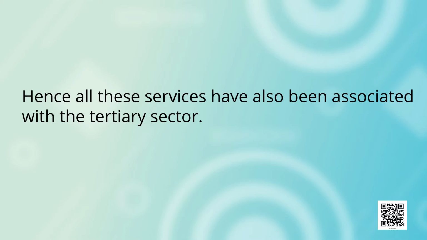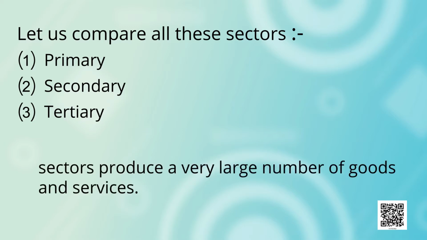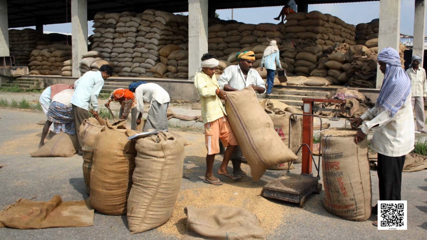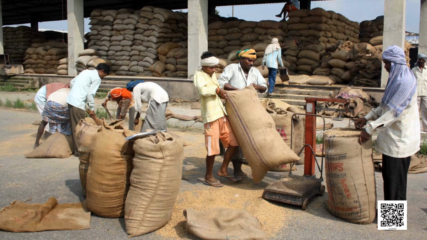So, dear children, to have a better understanding of this, let us compare all these sectors. The various production activities in the primary, secondary and tertiary sectors produce a very large number of goods and services. Also, the three sectors have a large number of people working in them to produce these goods and services.